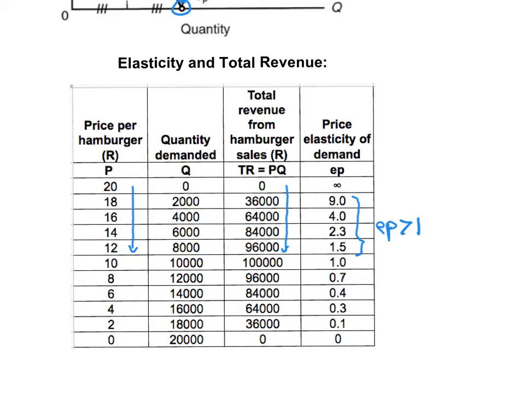At the midpoint price, where the elasticity coefficient is equal to 1, let's just find a highlighter for that. So at the midpoint price, where the elasticity coefficient is equal to 1, the total revenue is maximized, in this case at 100,000. Now, as the price continues to fall, try a different pen.